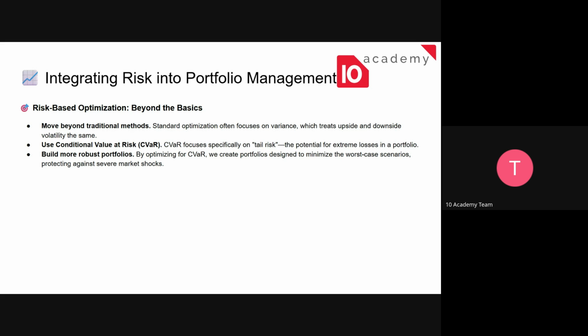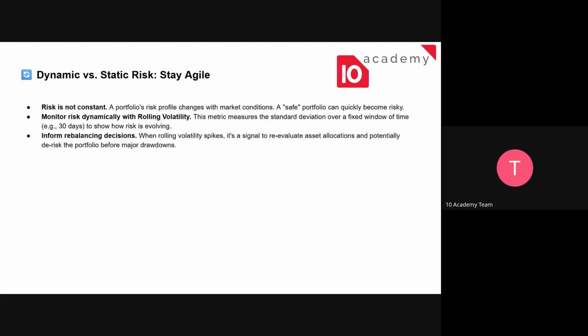So move beyond traditional methods. Standard optimization often focuses on variance, which treats upside and downside volatility the same, as we mentioned earlier. So we use conditional value at risk, CVaR, which focuses specifically on tail risk, the potential for extreme loss for the portfolio. We can build more robust portfolios by optimizing for CVaR, designing portfolios to minimize the worst case scenarios, protecting against severe market shocks.